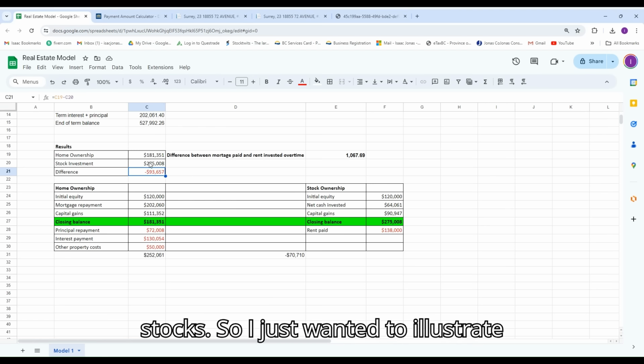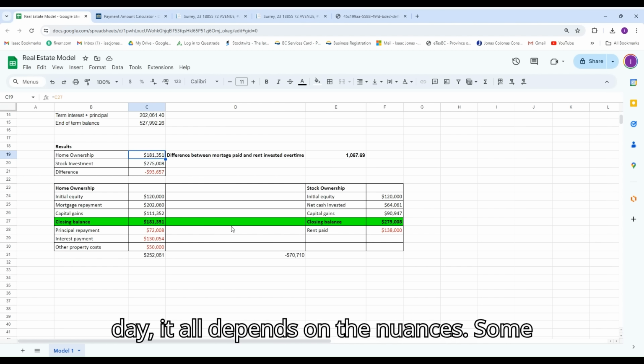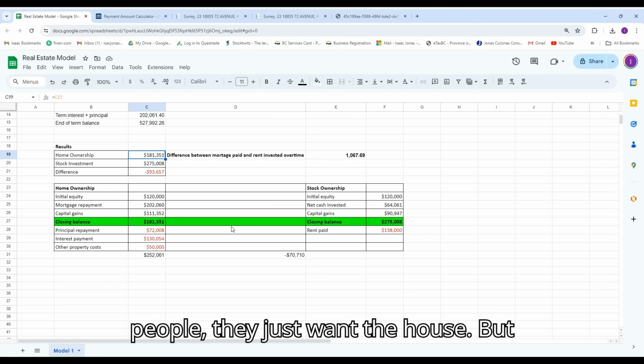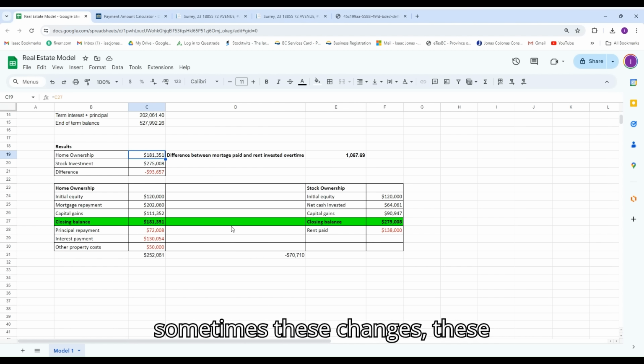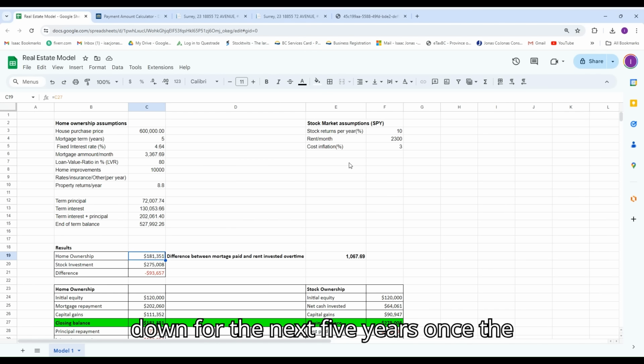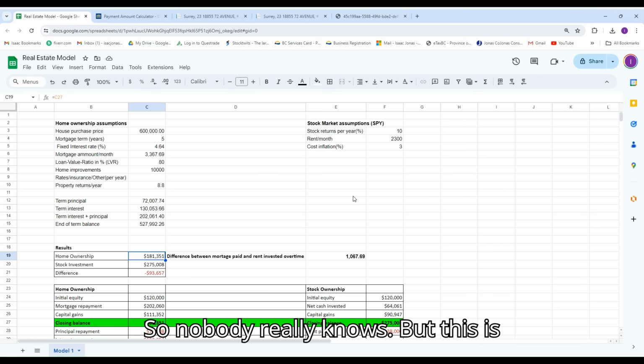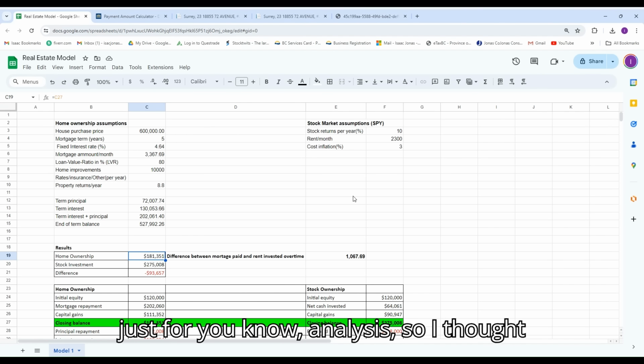So I just wanted to illustrate this, and that at the end of the day, it all depends on the nuances. Some people just want a house, but sometimes these assumptions might change, in the sense that maybe the stock market might go down for the next 5 years, whilst the real estate might continue to go up. So nobody really knows, but this is just for analysis.